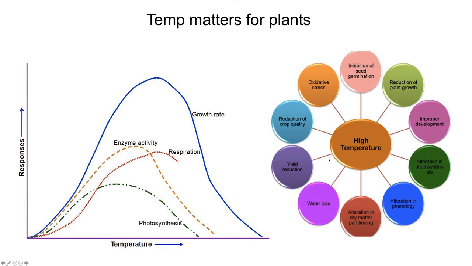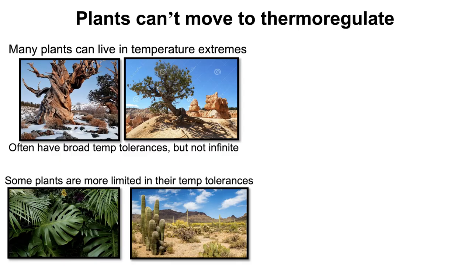that are listed right here, because high temperatures can influence plant growth rate, seed germination, crop quality, yield reduction, alteration in timing of seeding, and alteration in photosynthesis. All of these things are really important, not only for the life of a plant and its ability to reproduce and produce offspring, but also, if you're a farmer, your ability to produce crops. So temperature regulation really matters for plants.